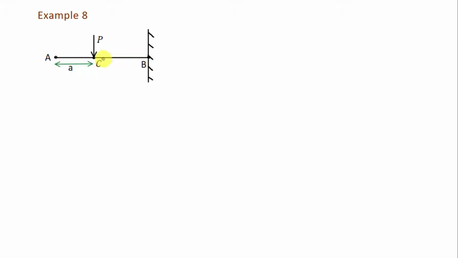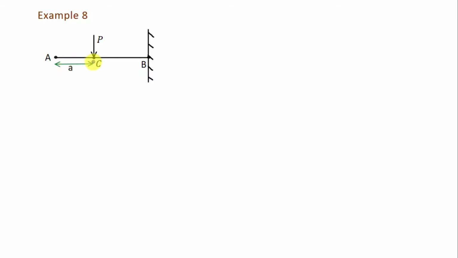In this example, this is the beam AB which is cantilevered at end B. Here end A is free and we apply point load P in downward direction at point C. Distance between A and C is a. And for this example, we have to find out shear force diagram and bending moment diagram. So let us see how to do it.